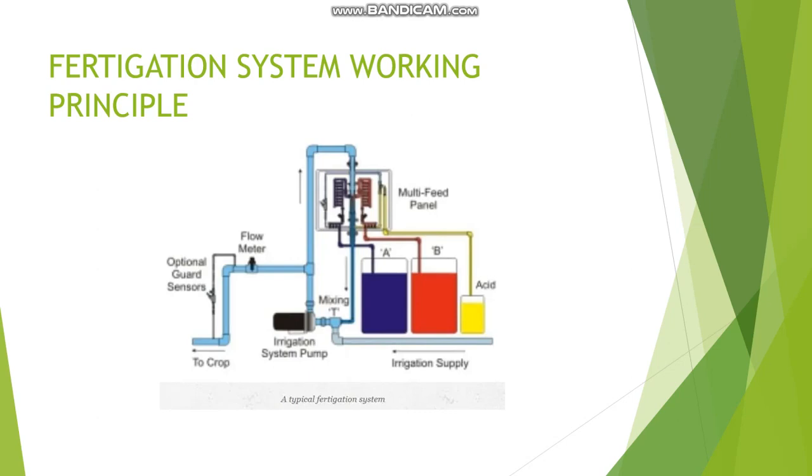Fertigation system working principle consists of an irrigation system pump, which pulls fertilizer A and fertilizer B as a mixture to be distributed via pipe and mixed with water from the irrigation supply.